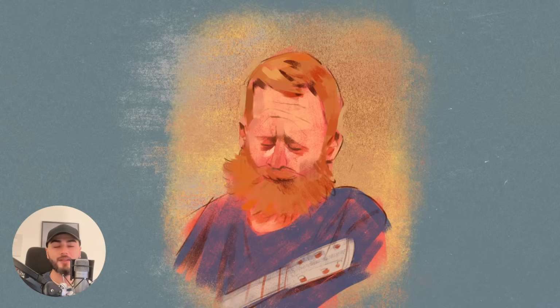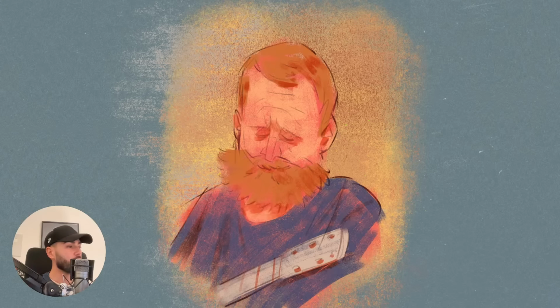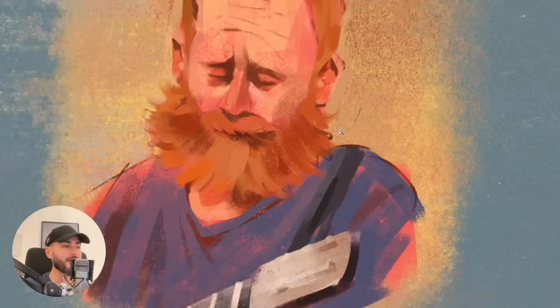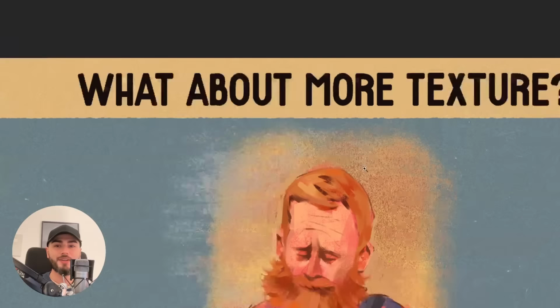All right, so very quickly, reference, background sketch, local colors, shading one, shading two, and overpaint. And there you go. A more traditional look for all of you that are always asking me, how do you get a more painterly traditional look?